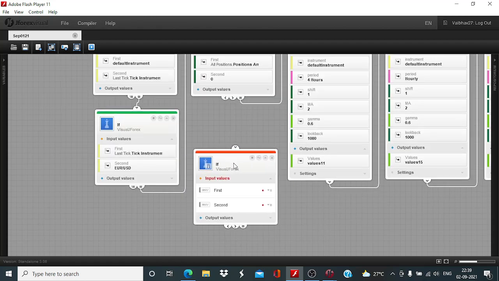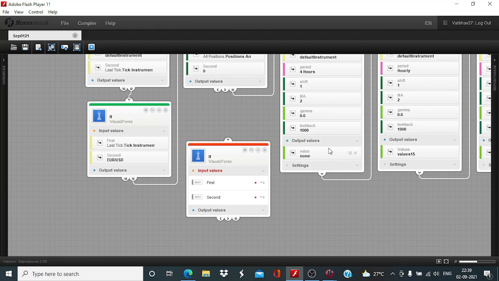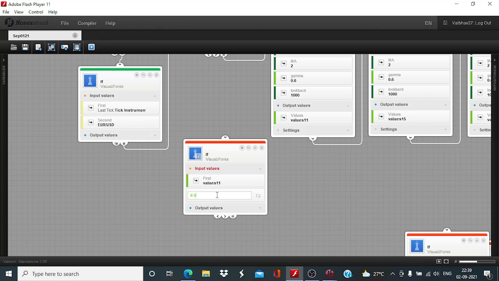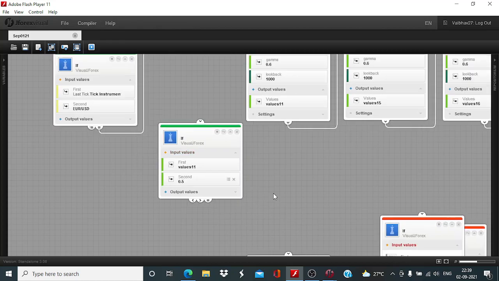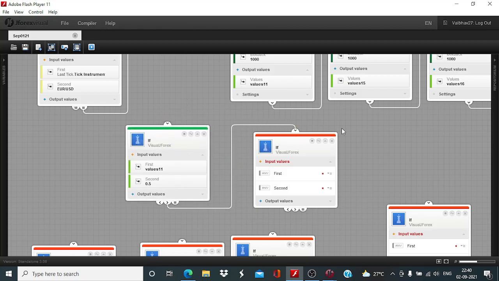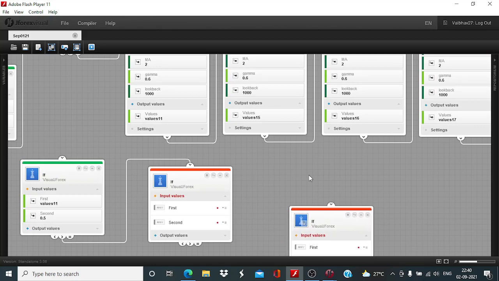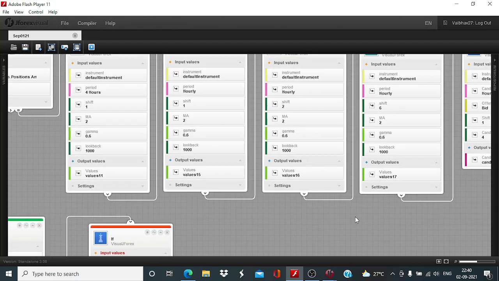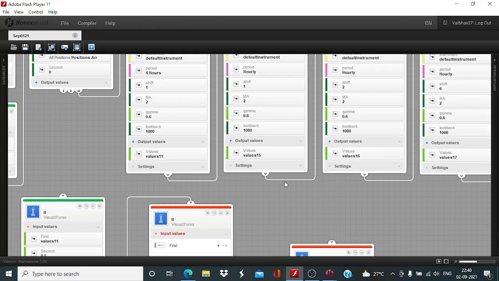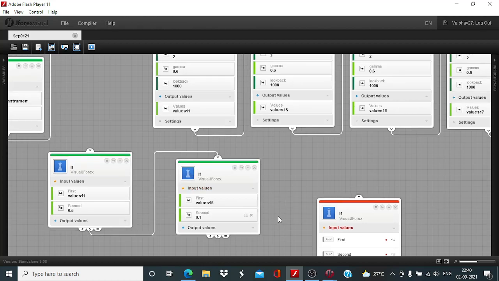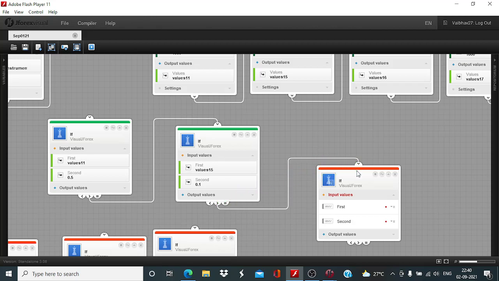Now coming to the output value, we need values 11 to be greater than 0.5. Okay, so first input greater than second input. After that we have to consider the output values of these hourly Laguerre ACS1 block. We need the last hourly output value to be above 0.1. So values 15 need to be greater than 0.1. So first input greater than second input.